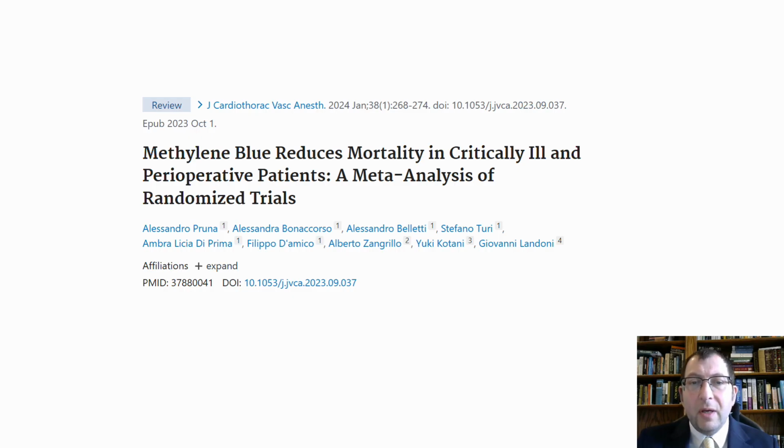There's an upcoming trial called the MAGIC trial that's been ongoing since 2021. It's going to look at cardiac patients in New Zealand and Australia who meet criteria for vasoplegic syndrome and will receive 1.5 mg per kilo of methylene blue versus placebo. It should hopefully fully answer some of these questions.